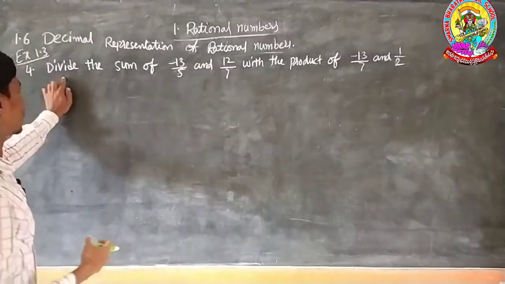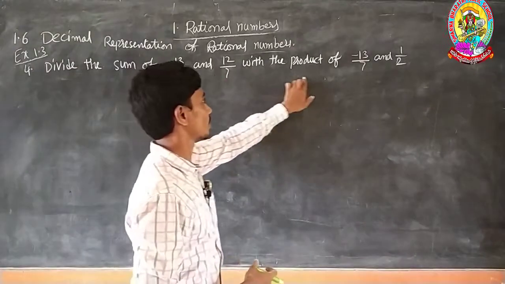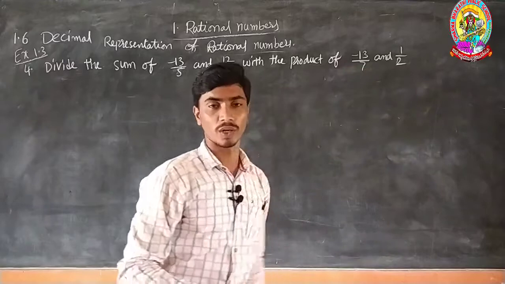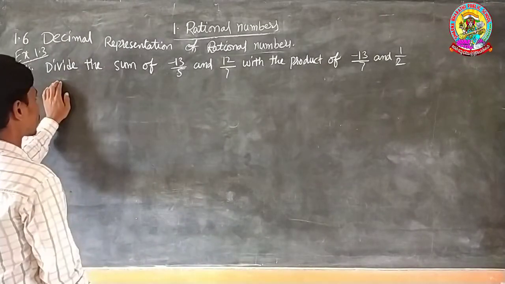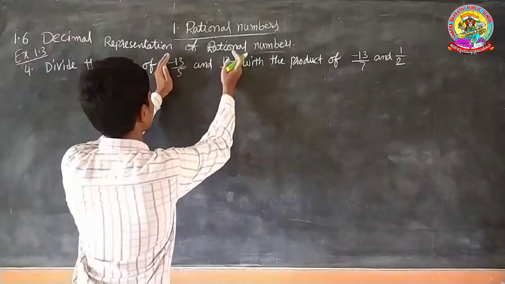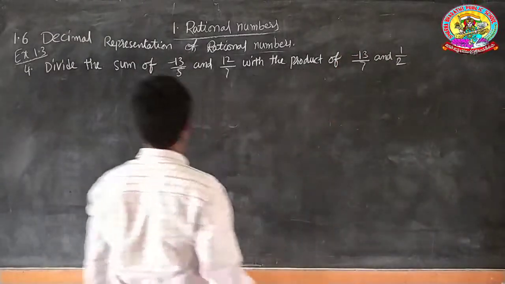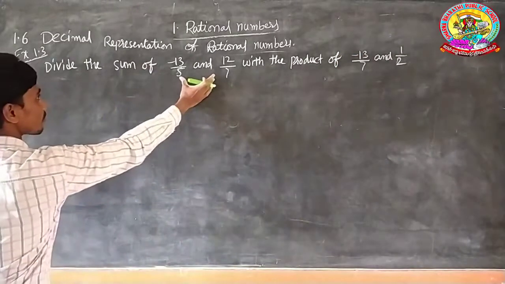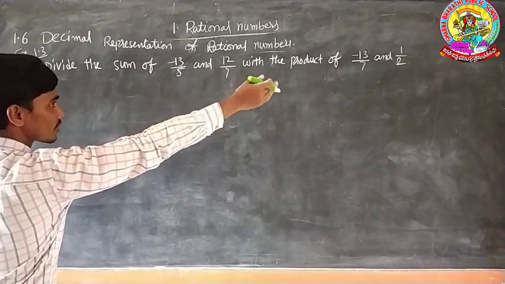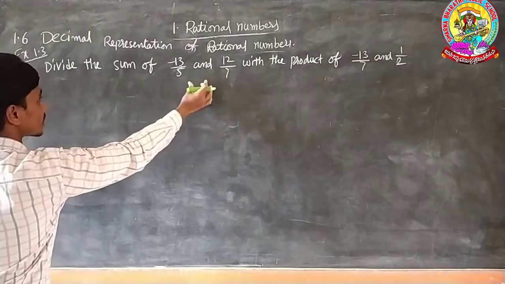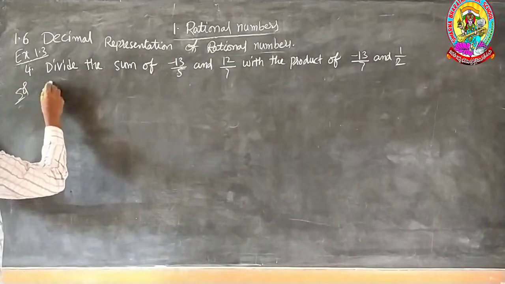So the question is, divide the sum of minus 13 by 5 and 12 by 7 by the product of minus 13 by 7 and 1 by 2. So we have to divide the answer of the sum of these two by the answer of the product of these two. First you should find the sum of minus 13 by 5 and 12 by 7, then find the product of minus 13 by 7 and 1 by 2, then conduct the division between the answers of both.